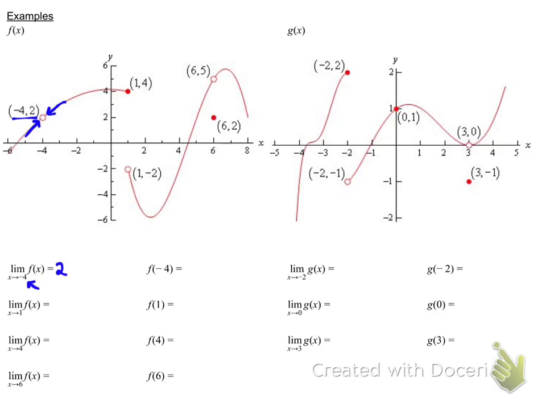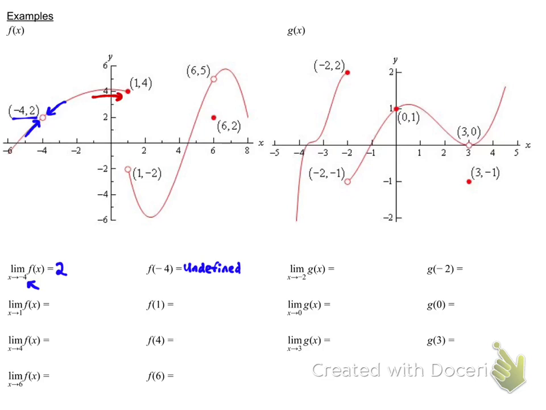Notice, however, this is an open circle, so that does not have any bearing on what the limit is. It does, however, affect what the function is. So if I were to try to evaluate f of -4, we would write that it is undefined. Notice that undefined is different than DNE. Limits do not exist, but functions are either defined or undefined. And if they're defined, they are a certain value.